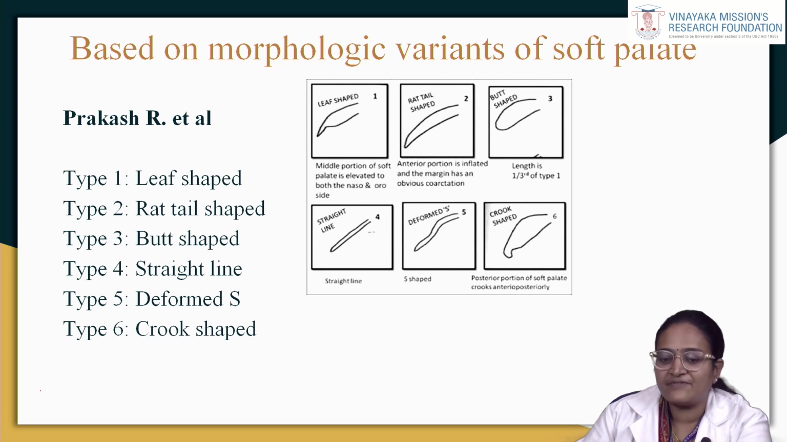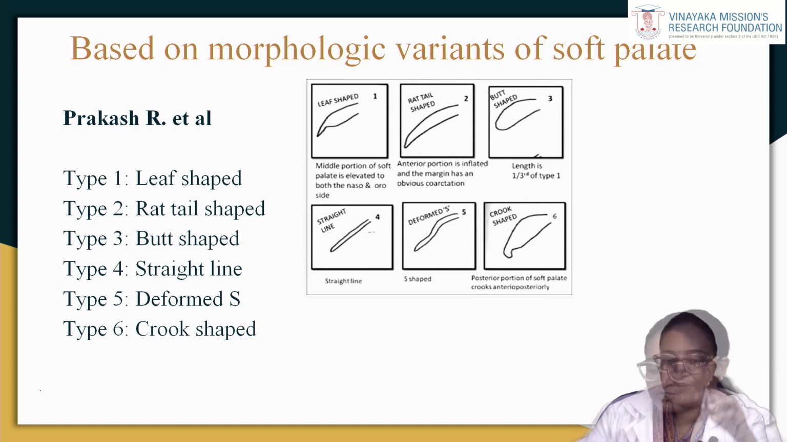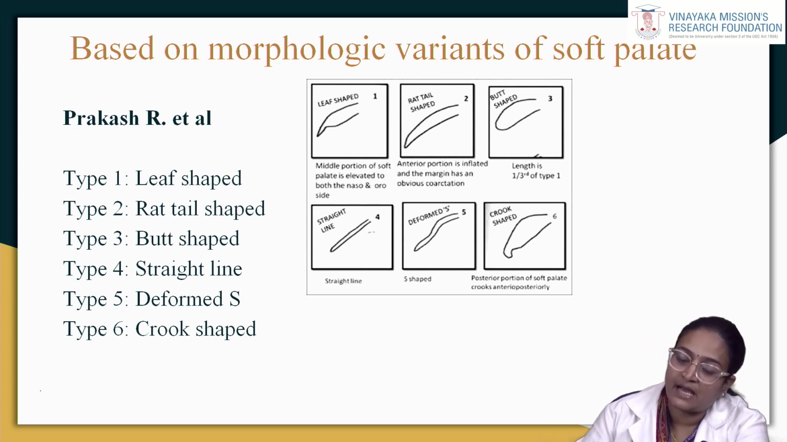So these are the different types of morphological variants of the soft palate, which depend upon the shape that appears on the soft palate. Type 1 is leaf shaped, type 2 is rat tail shaped, type 3 is butt shaped, type 4 is a straight line, type 5 is a deformed S, and type 6 is a crooked shape.